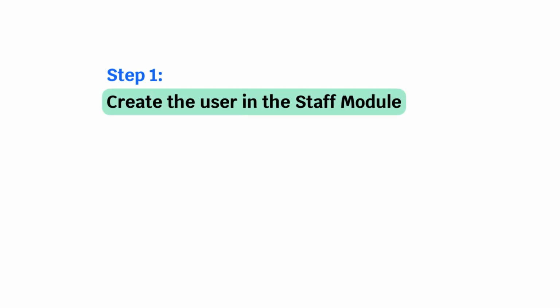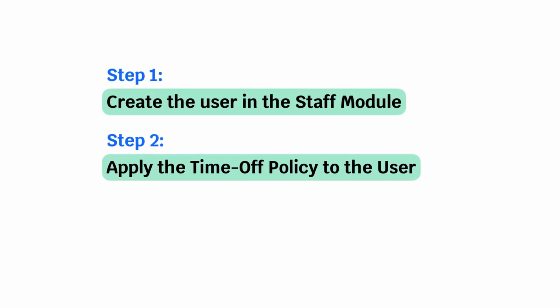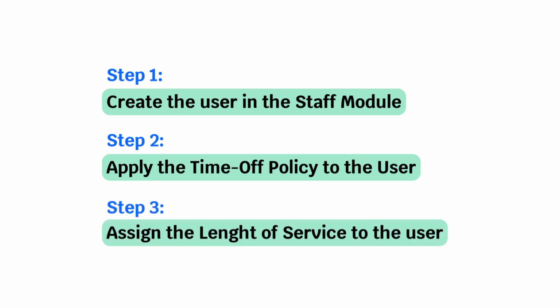In this video, we will show you the process of creating a user when you're using the Time-Off module. There are 3 steps to take depending upon how your Time-Off account is set up. First, create the user and staff. Second, applying the appropriate time-off policy. And third, applying a length of service accrual. Note that depending upon your company's policies and how your account is set up, you may not need to complete all 3 of these steps.